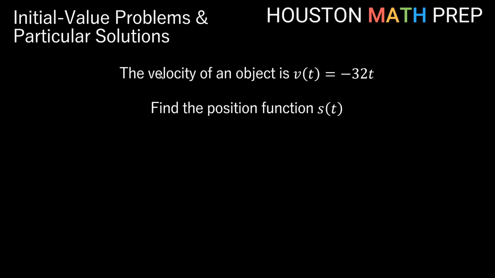Houston Math Prep here to talk to you about initial value problems for antiderivatives and finding particular solutions. So let's say we have the velocity of some object we know, so v of t is equal to negative 32t, and we want to find the position function s of t. So this is about using an antiderivative.